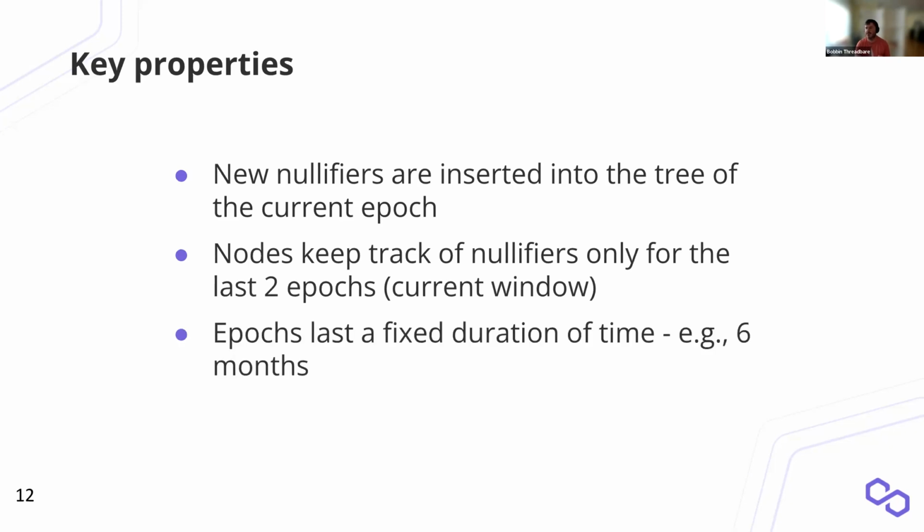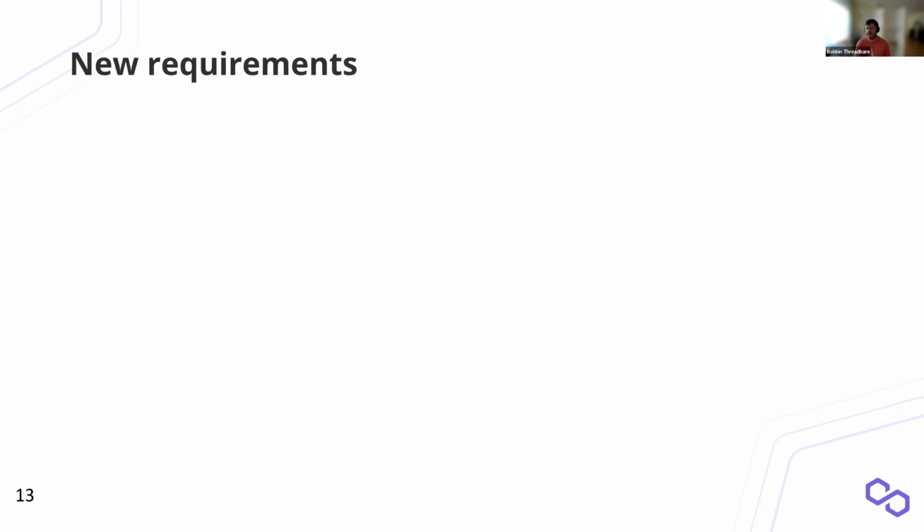Now it does, and the other one is that epochs last for a fixed duration of time. There is no specific duration that we picked yet, but it could be on the order of months. So 6 months could be a good time frame for an epoch. If you think about it, a node needs to keep track of about a year's worth of nullifiers. If we make an epoch shorter, let's say 3 months, then the node needs to keep track of just half a year's worth of nullifiers, and so on and so forth.